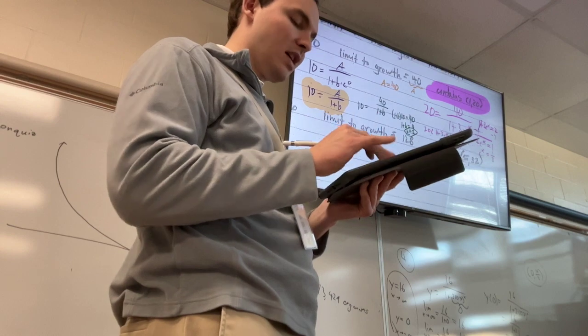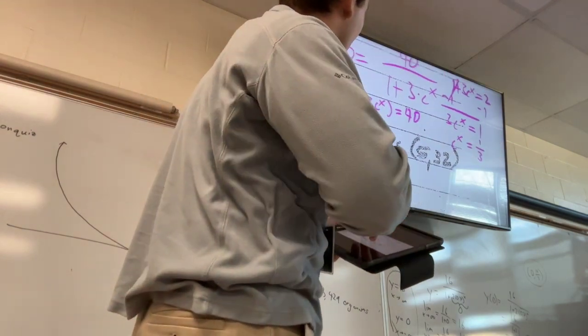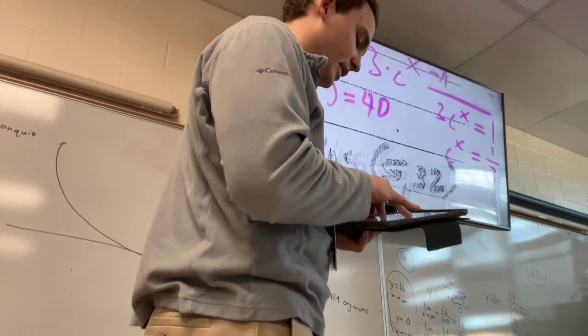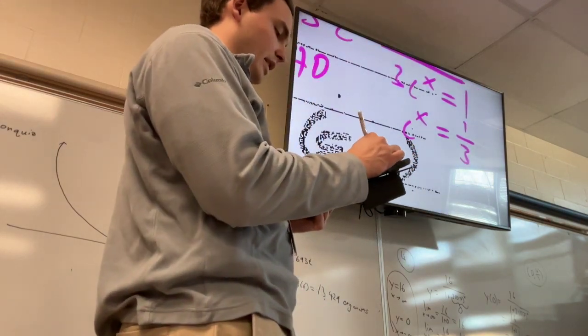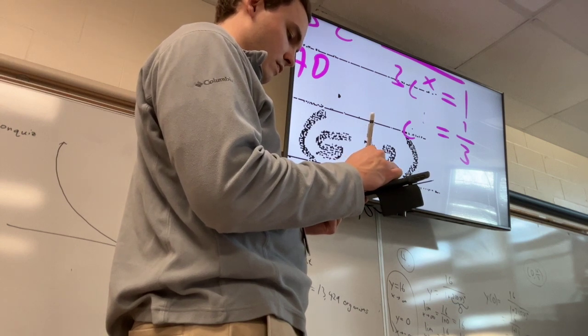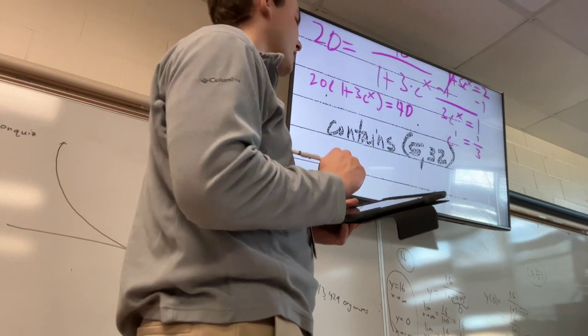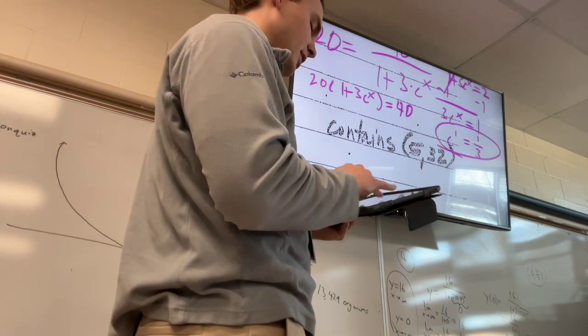And I'm sorry, I didn't plug in x. What should I have plugged in for x? 1, yeah. So instead of c to the x equals 1/3, it should say c to the 1 equals 1/3. So c to the 1 equals 1/3. You guys see how that popped out? So it's just a little bit of algebra, being able to solve for c.